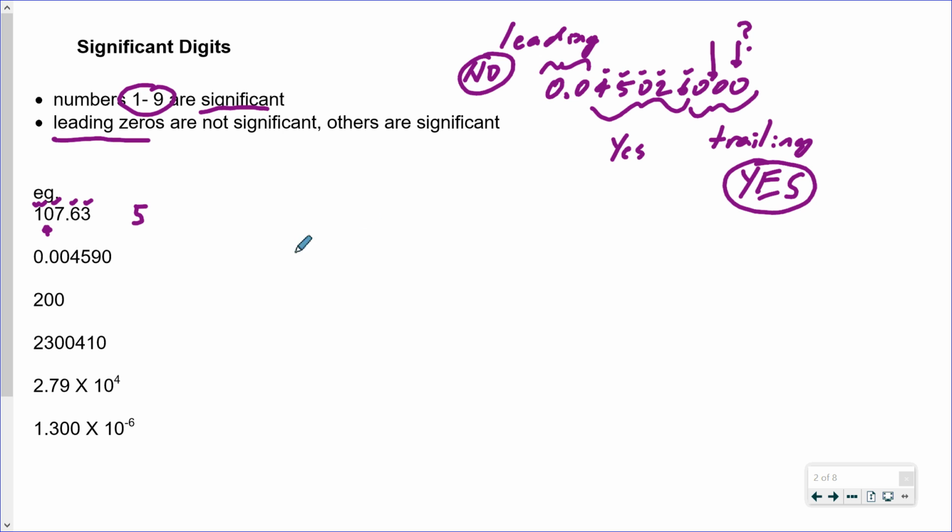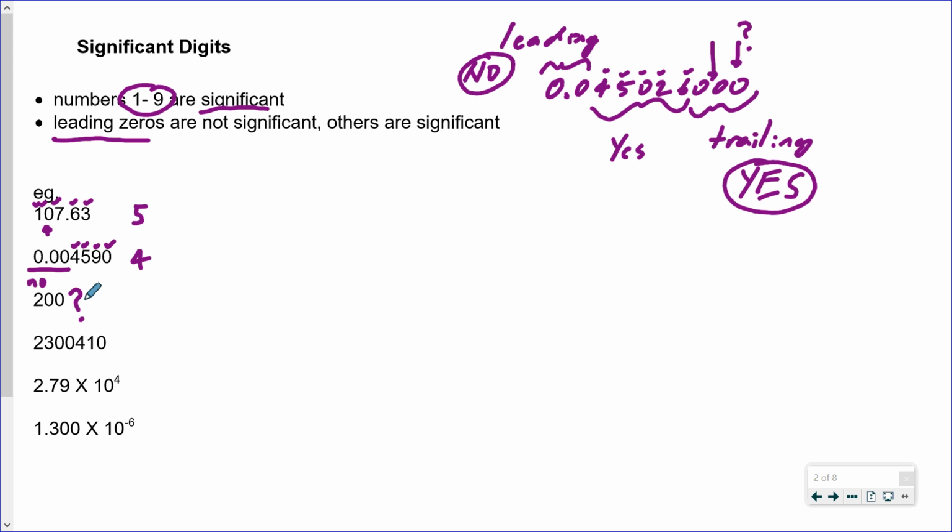If we take a look at the next one, these 3 here are all leading zeros. So no, we don't count them. This one at the end though, trailing, we do count that one. That is significant. So all of these numbers here, 4, 5, 9, 0, are all significant. We have 4 significant digits. It's this one here that becomes kind of ambiguous. It depends upon what we're talking about in terms of the measurements.